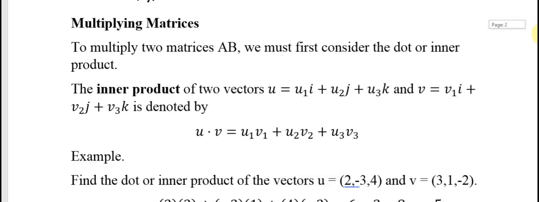Now, multiplying matrices, it's a little bit more involved here. Multiplying two matrices, we must first consider, I think, as an introduction, the dot or the inner product. The inner product, you recall, another phrase for that may be the dot product.